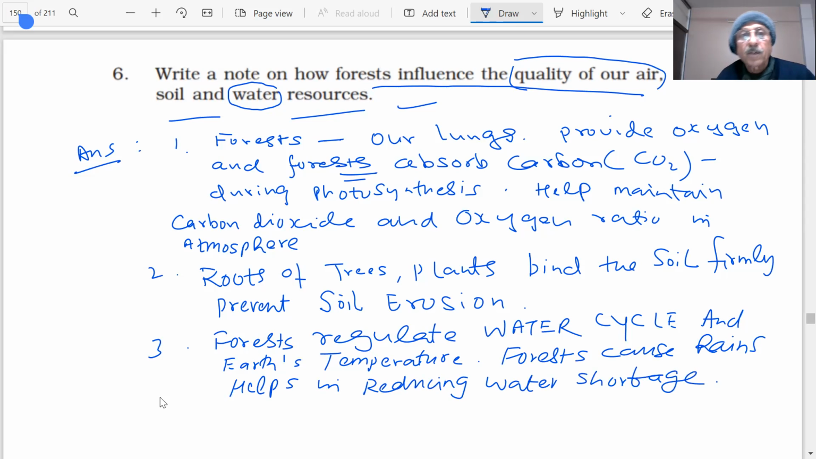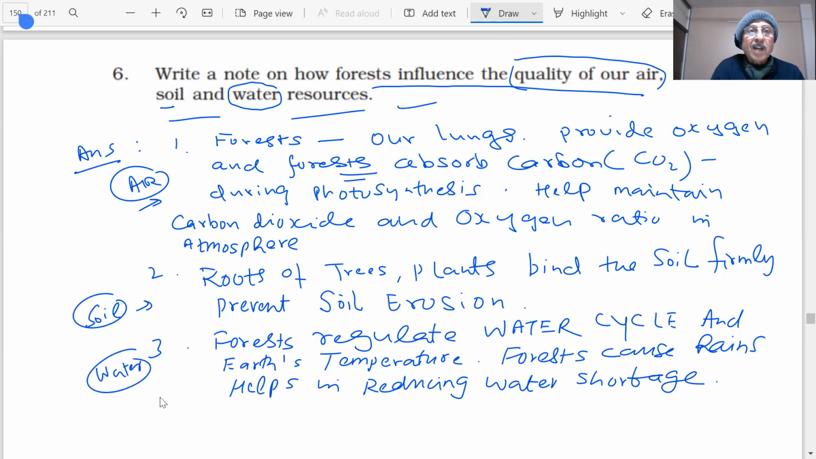Yes. So see that the question is to be answered according to the question. As he says, air, soil, and water, what are the three parts of that? Such questions are asked to the students. Then 1, 2, 3. Got it? This part answered the air, this answered the soil, and this part answered the water. All the three are important for our life, students.